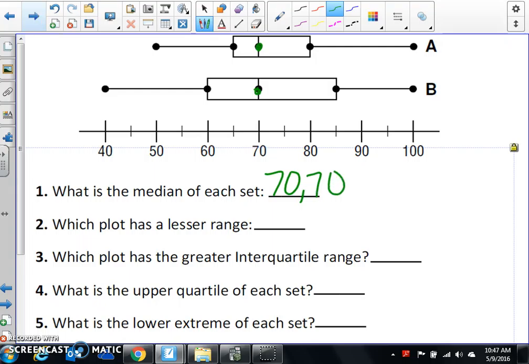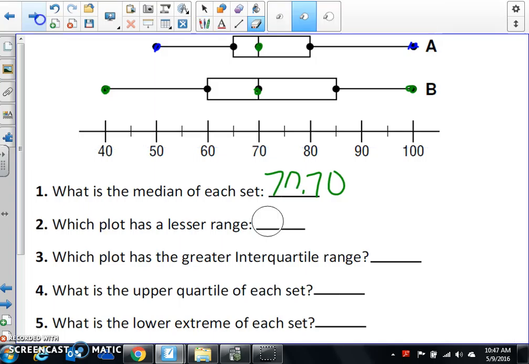Which plot has a lesser range? So a lesser range, you can just look at how far apart they are. Look, B's at 100 and it goes to 40. Here, it's 100 and then it just goes to 50. So B obviously has a larger range, which means A has a lesser range.